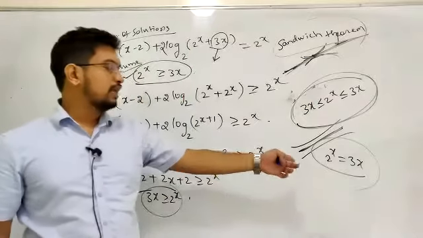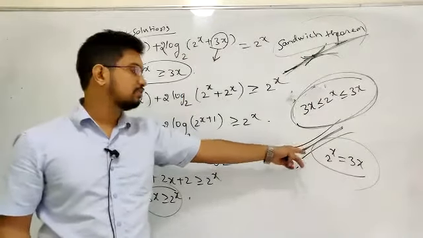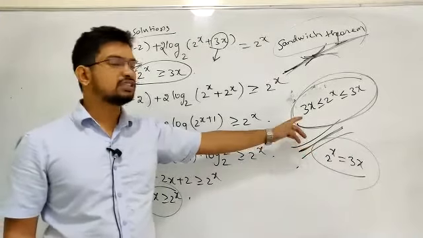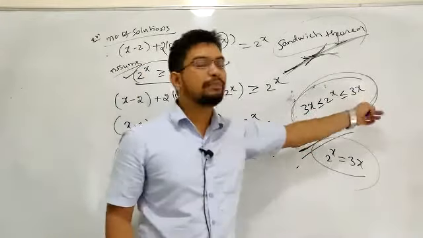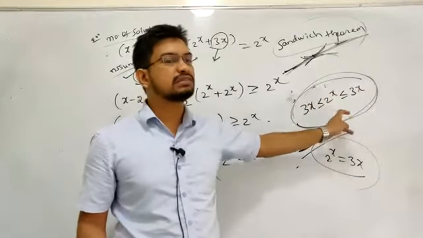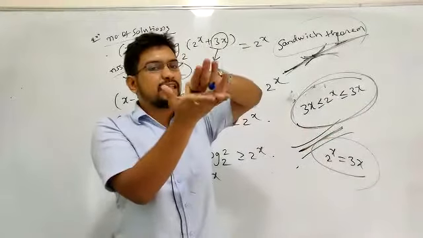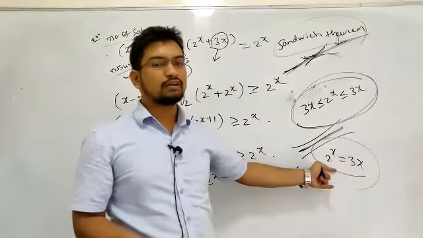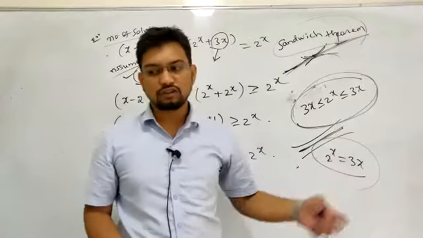From that problem, the conclusion you will get is something like 2 power x is equal to 3x. This is the conclusion of the sandwich theorem. If the upper limit and lower limit are both the same, then as this function is becoming a chapati between these two things, the conclusion is that 2 power x has to be equal to 3x.